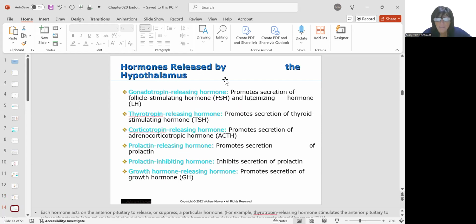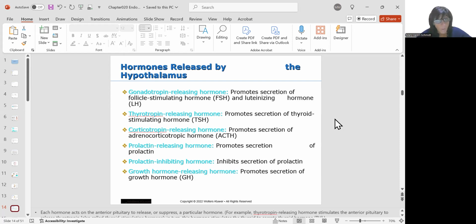So the hypothalamus, here are the hormones it releases. Gonadotropin releasing hormone makes the body secrete FSH and LH, follicle stimulating hormone and luteinizing hormone. That has to do with the production or release of eggs for women and the production of sperm in men. Thyrotropin releasing hormone promotes the secretion of TSH, thyroid stimulating hormone, which goes to the thyroid and makes the thyroid produce its thyroid hormones.